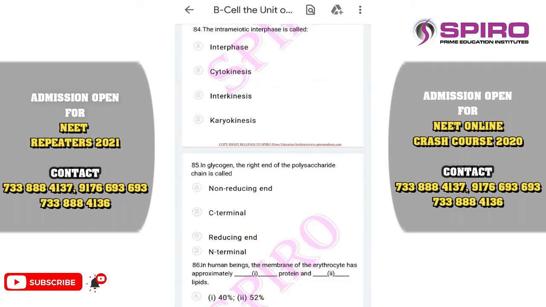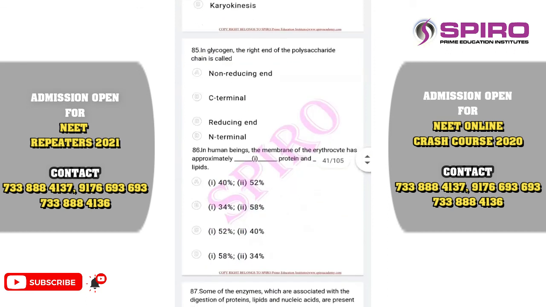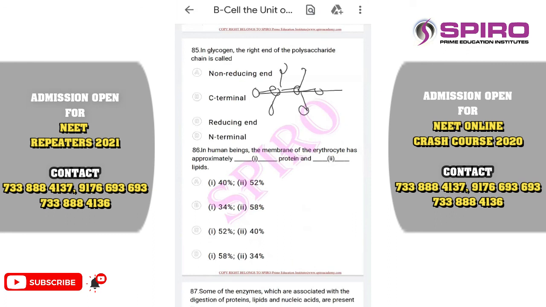Next question: in case of glycogen, the right end of the polysaccharide chain. You know, glycogen is a highly branched polymer. What they are asking is, this is the left end, the non-reducing end, whereas the right end is going to be the reducing end. So the correct option is option C. It is the reducing end.